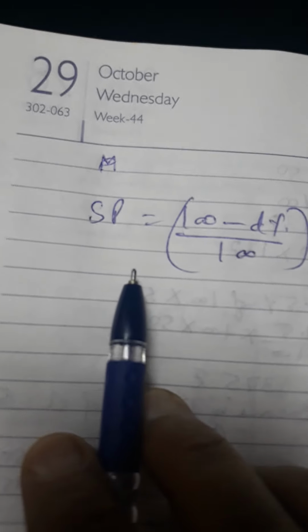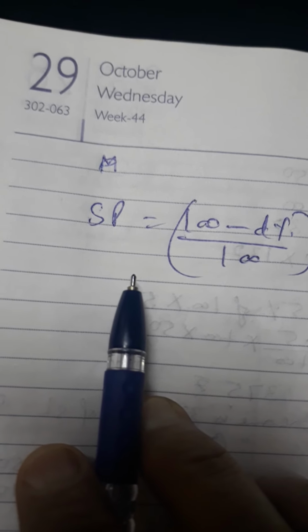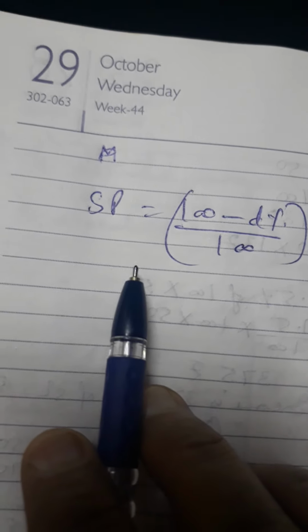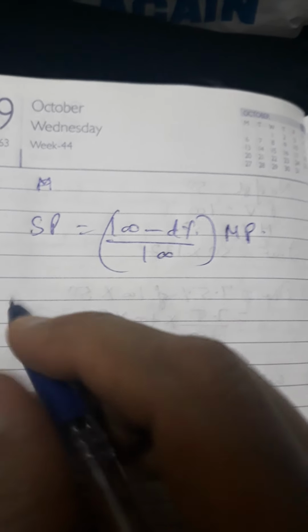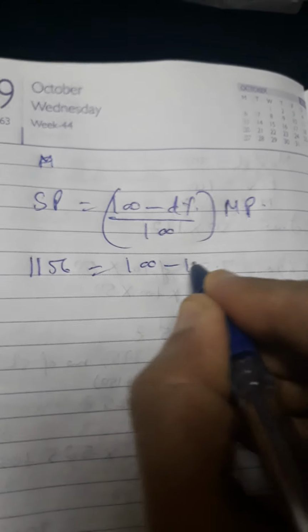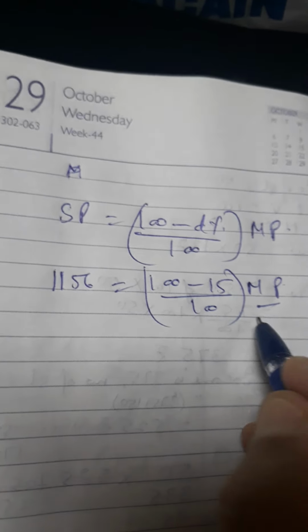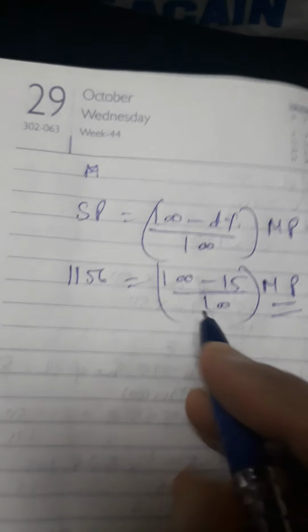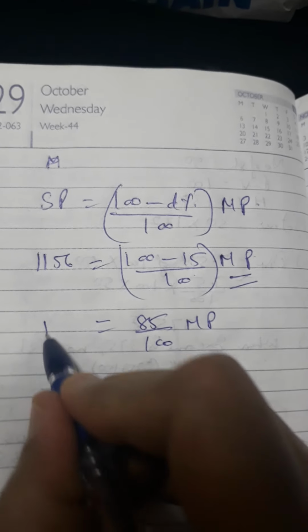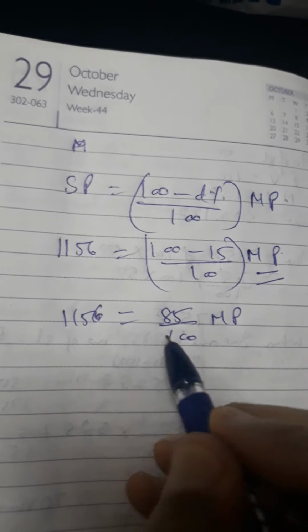Now in this question they have given you selling price and discount. So here selling price is given, so we can substitute 1156, and discount is given as 15 over 100 into MP. So from here marked price can be calculated. Whenever selling price and discount percent is given, the same formula we can use and get the marked price. So here it will be 85 over 100 into marked price is 1156. Bring these to the side. 1156 into 100 over 85, that gives you MP.